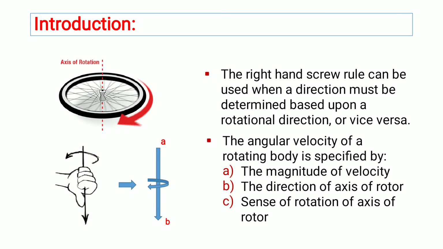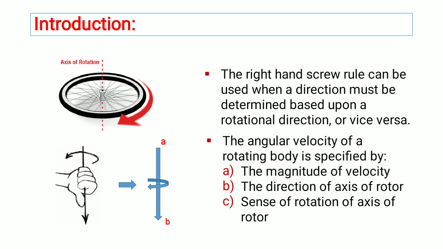So first of all, before starting gyroscope, let us understand about angular velocity representation. The right hand screw rule can be used when direction must be determined based upon a rotational direction or vice versa. If we want to represent an angular velocity on paper, then we can represent it by using a vector. Angular velocity is also a vector quantity, and linear velocity is also a vector quantity.